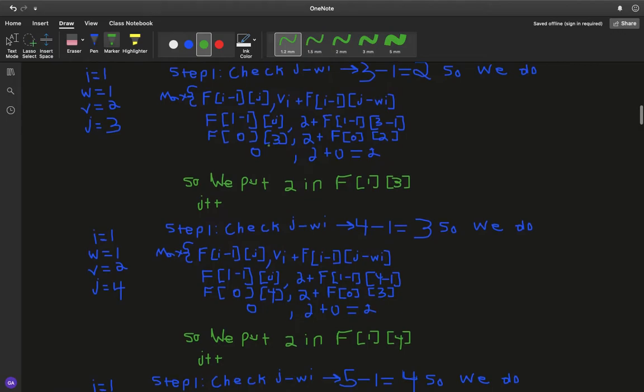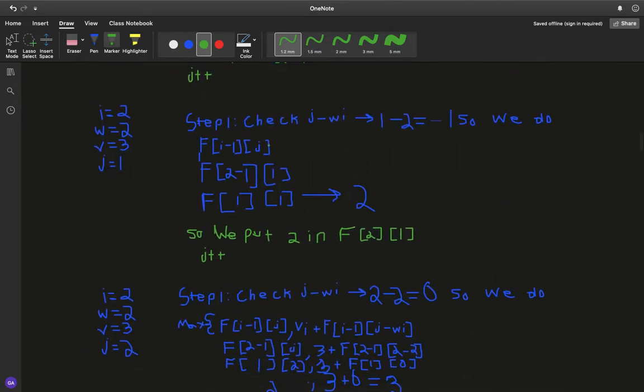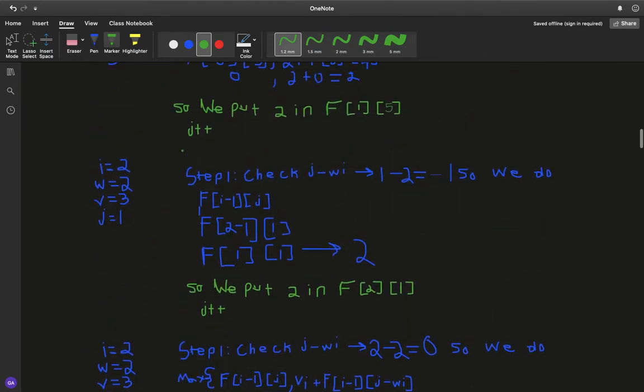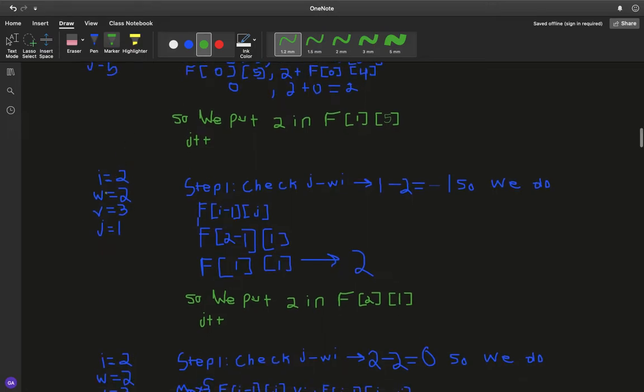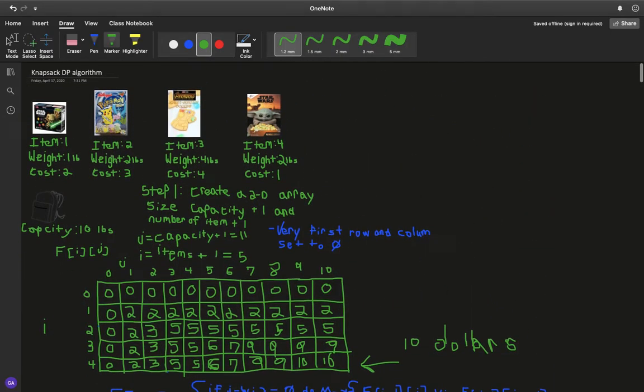So I'll just be moving on to item 2. Now j hits 10, we exit out of the inner loop, and the outer loop increments I. So now I is 2, which is item number 2. The weight changes, weight is now 2, the value is 3, and j goes back to 1, as you can see here. Item 2, weight 2, and the value is 3.